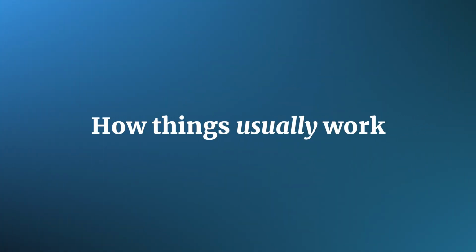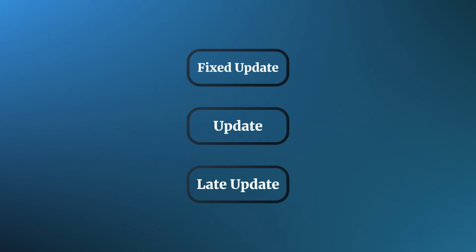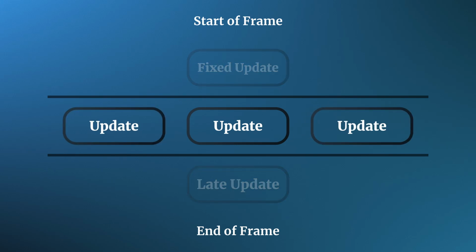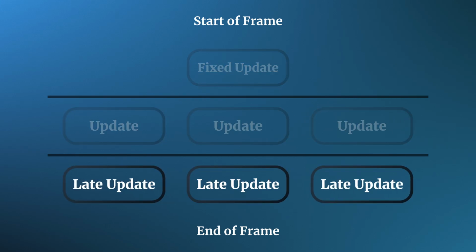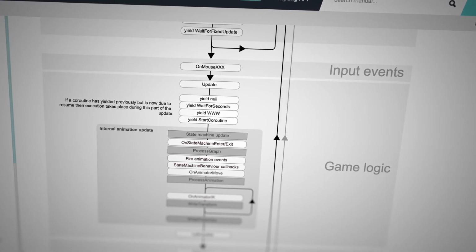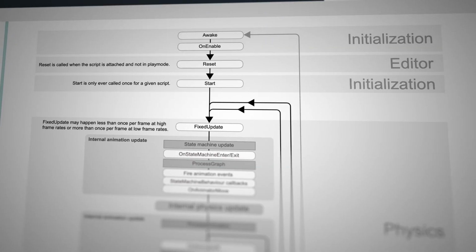Let's start with how things usually work. Event messages, so functions like update, fixed update, and late update, are called on every enabled mono behavior in a scene, one by one, in order. This means that all of the updates are called, then all of the late updates, and at the start of the frame, a varying number of fixed update calls are made, depending on the physics step and the duration of the last frame.